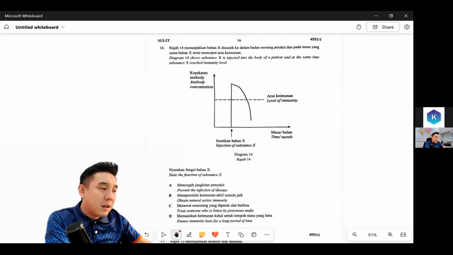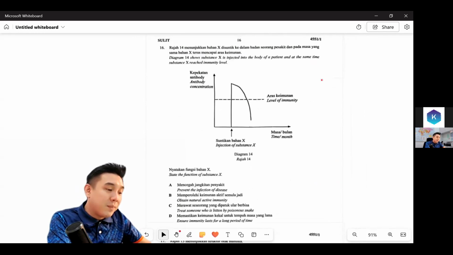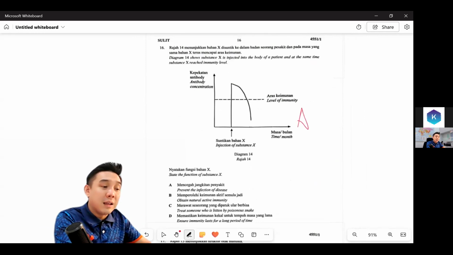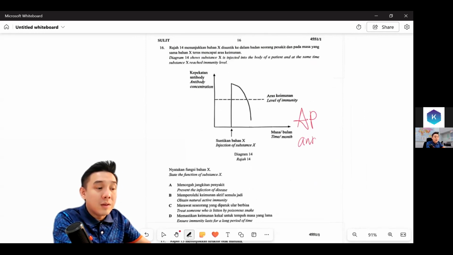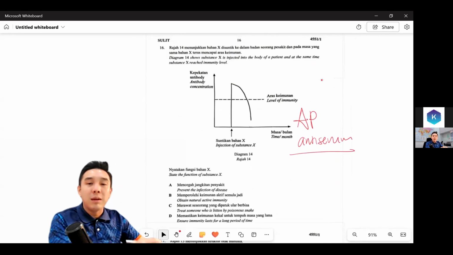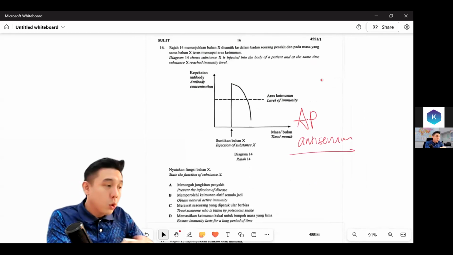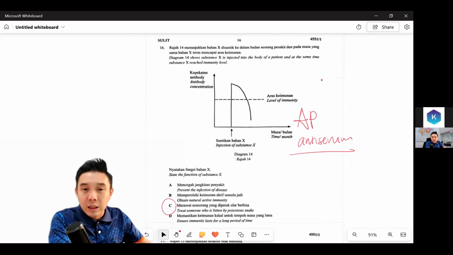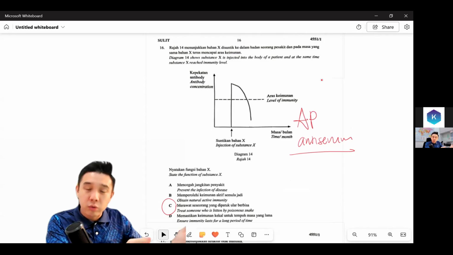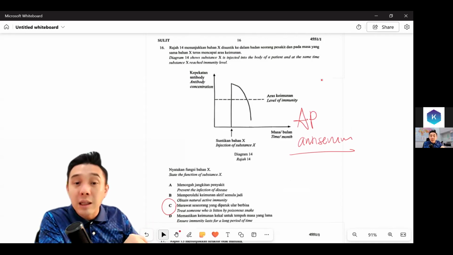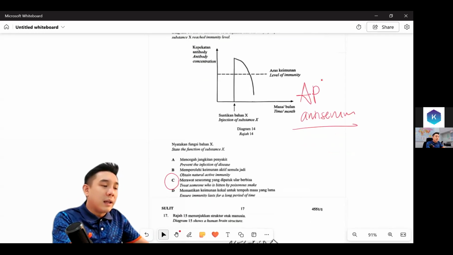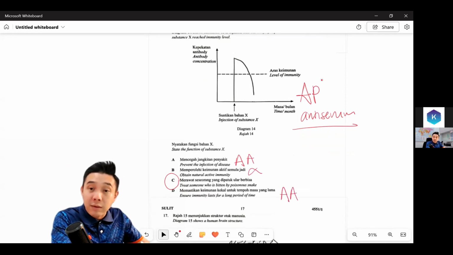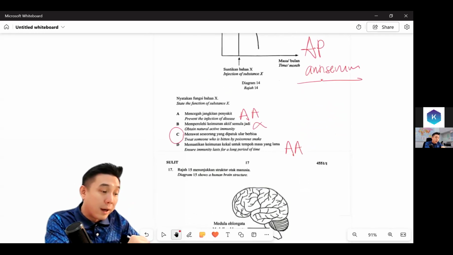Okay, number 16, guys. This is what we call artificial passive immunity, means inject anti-serum. Anti-serum meaning we want to cure. So therefore, treat someone bitten by snake, by dog, by any animal: anti-serum. Prevent infection is artificial active. B is completely wrong. Long term is also artificial active because we inject the dead or weak virus.